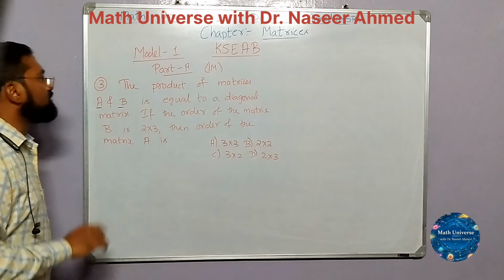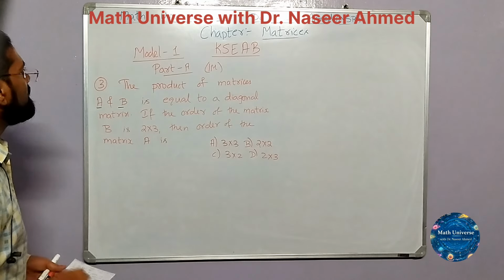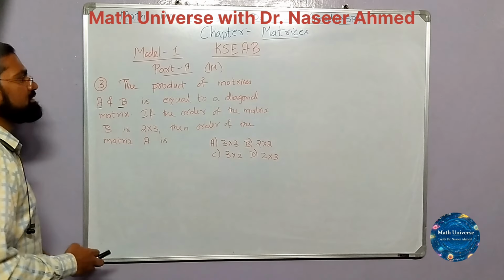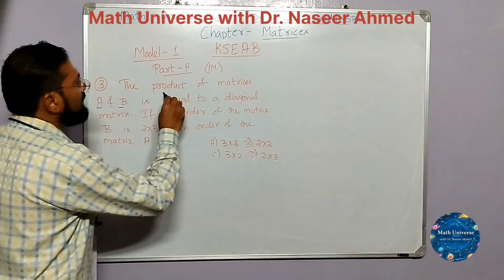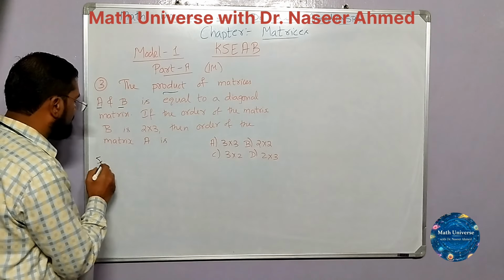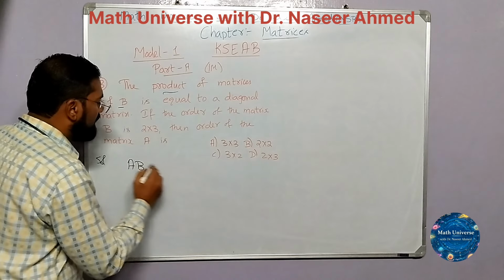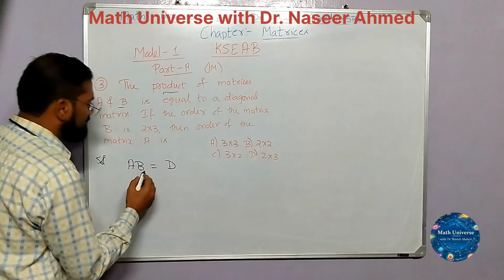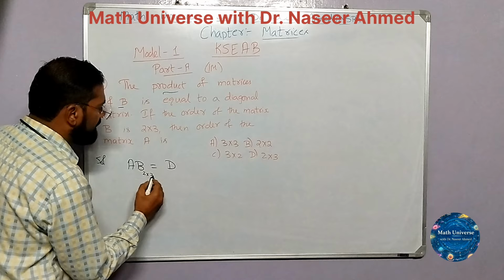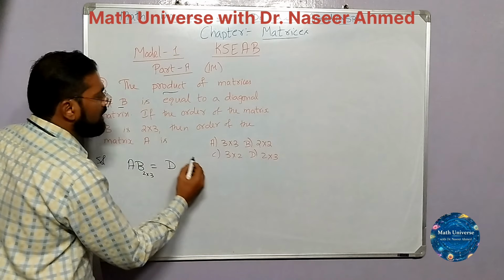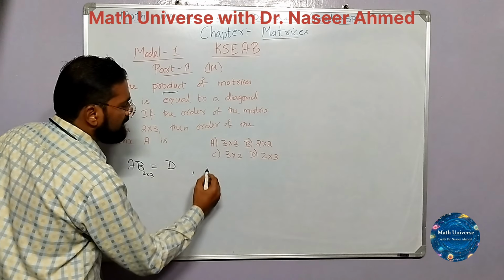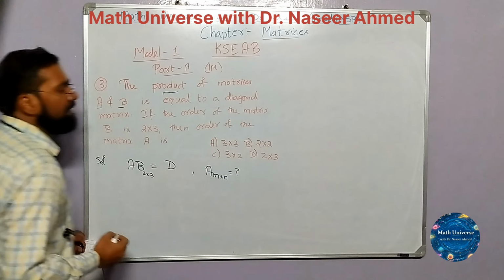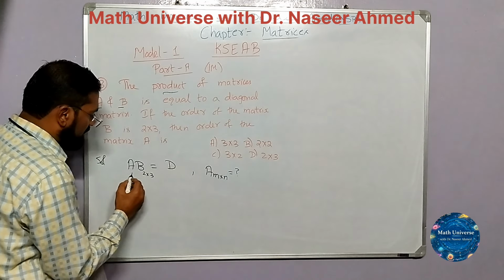Now the 1 marker question says the product of matrices A and B is equal to a diagonal matrix. So they are talking about multiplication of 2 matrices here, A and B, and they are saying that if we multiply A and B, we get a diagonal matrix, suppose D. Then if the order of the matrix B is 2 cross 3, they want us to find the order of the matrix A. So let us assume for a while the order of the matrix A is M by N. We have to find the order of the matrix A. So let us write it here.